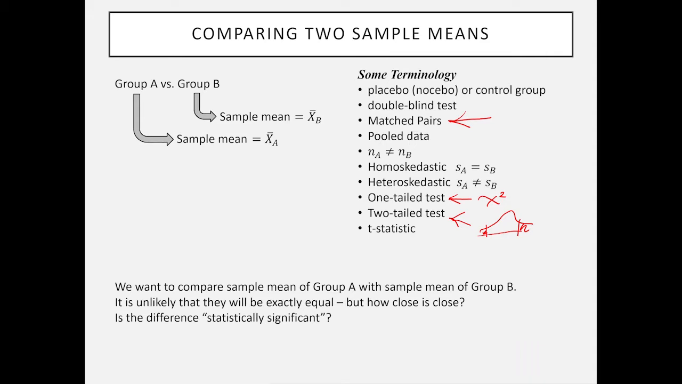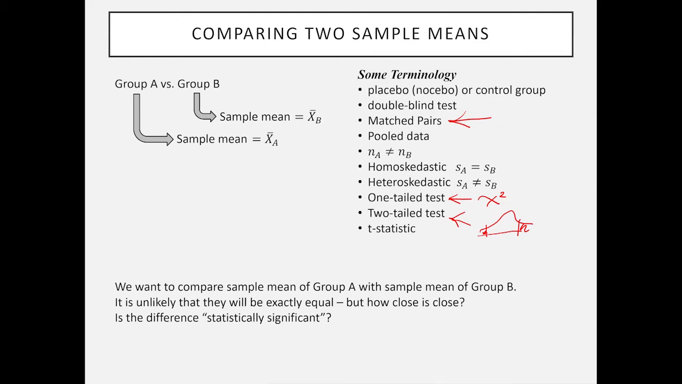We're going to be comparing the sample mean of one group with the sample mean of another group, so we'd like to know whether there's any difference in the sample means. Now, it's unlikely they're going to be the same number, but how close is close? So the term that's used here is statistically significant.